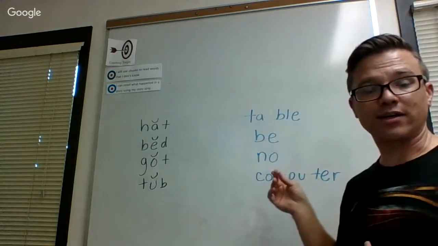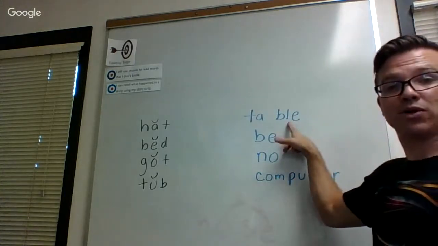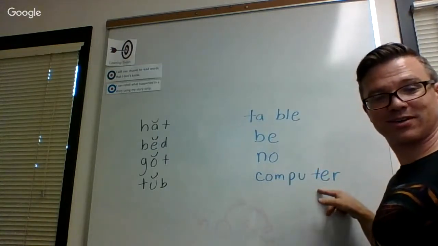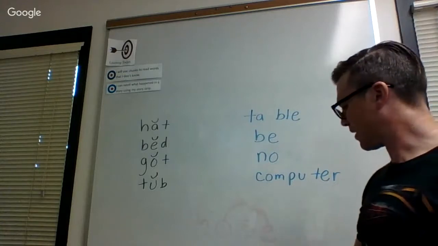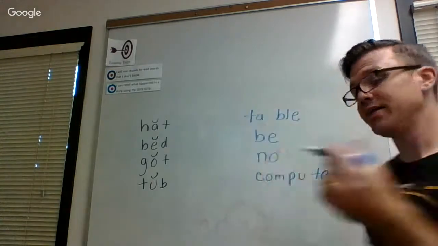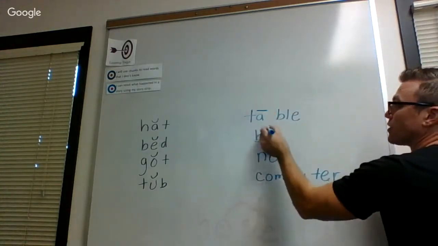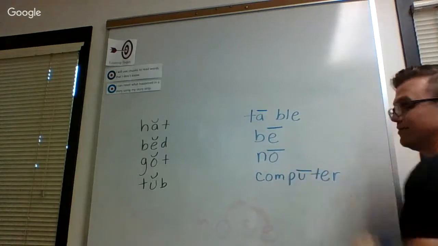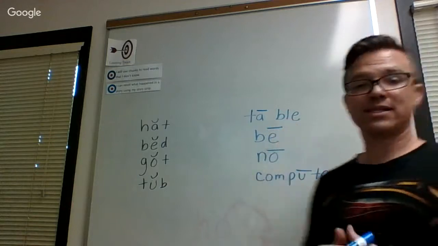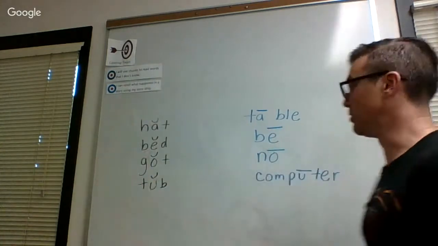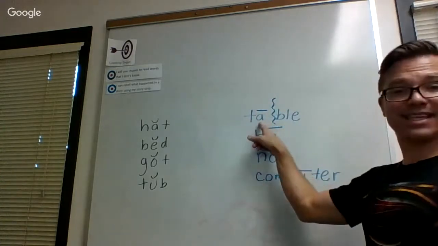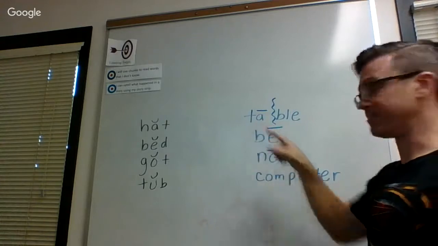Now these words right here, let's explore these. Table, bee, no, computer. What sound are those vowels making? Are they making a long or a short sound? You should say long, right? So I'm going to put a line over the top of my vowels in these words because they're making their long sound. Now, when a vowel makes its long sound, it's called an open syllable. See how it's kind of open? Table. The A is at the end of the syllable, so it's making its name.